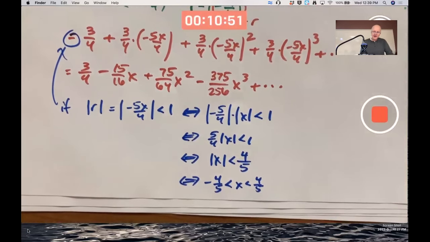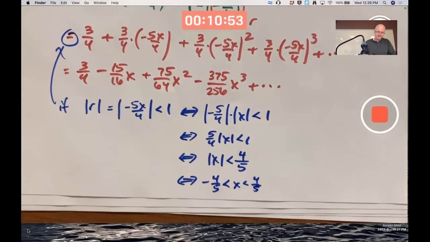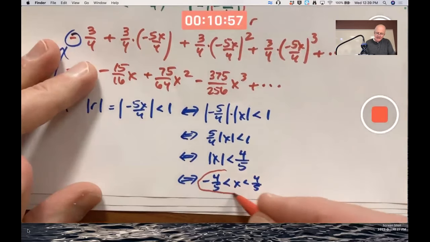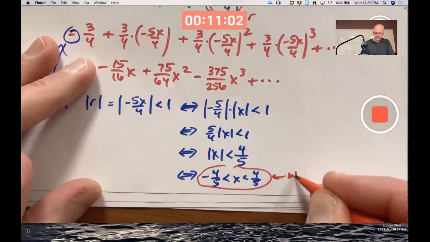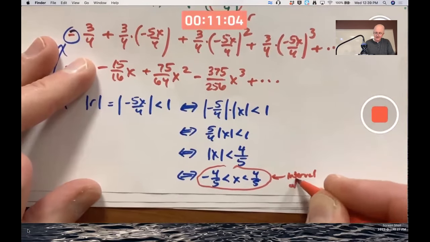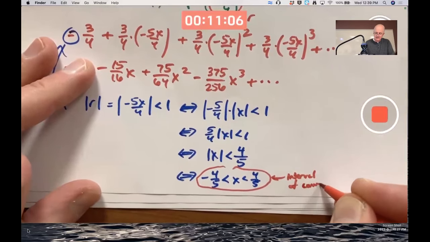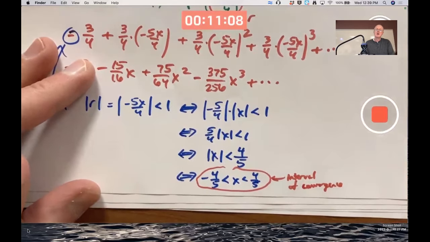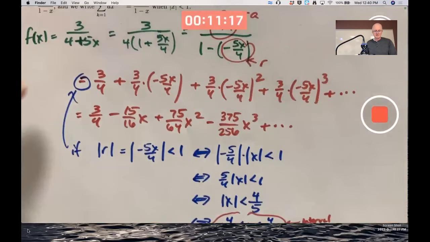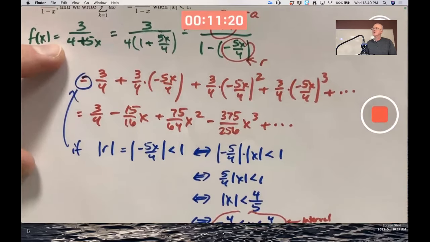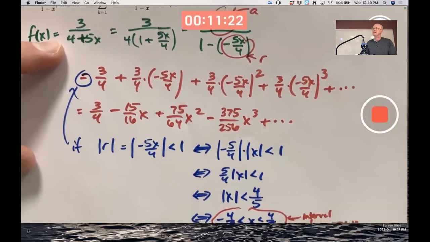That interval of values of x has a name. It's called the interval of convergence of the series. And also it's the interval where the series equals the original function, 3 over 4 plus 5x.